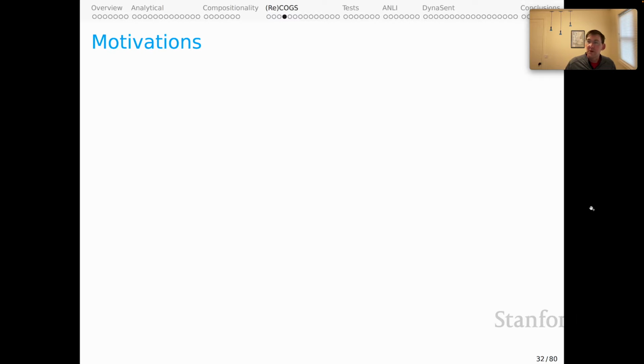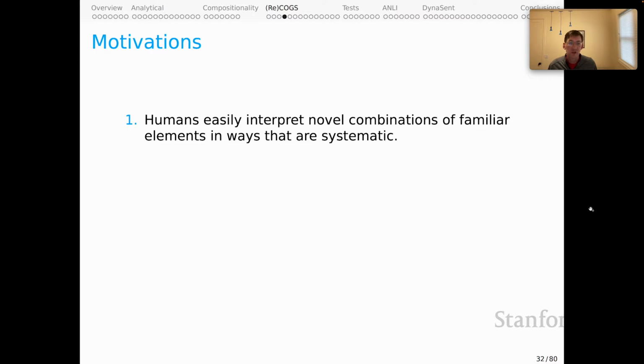What are the motivations for both COGS and ReCOGS? Well, they really tie into the compositionality principle. We have an observation that humans easily interpret novel combinations of familiar elements in ways that are systematic. This is so effortless, in fact, that the COGS generalization splits are even sometimes hard to appreciate as compositional generalization tasks because the relevant leaps that we need to make seem very small indeed to us as speakers of a language like English.